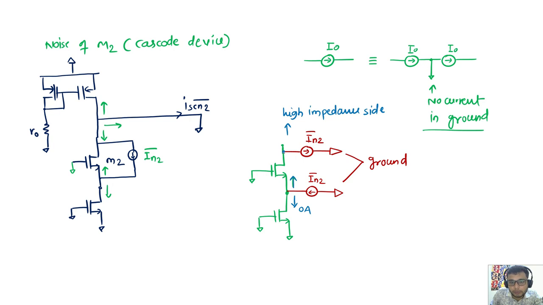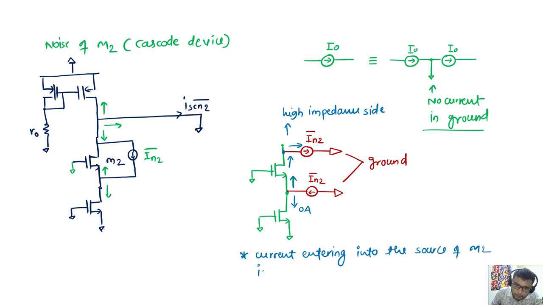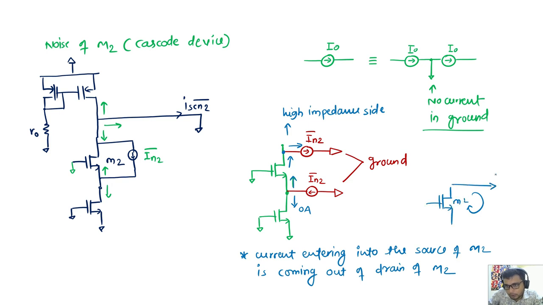Now the point is where this current is coming from. This is a high impedance side, ideally no current will go there, this is also a high impedance side, no current will go there, but whatever current enters from the downside has to flow like this and flow out this way. So overall the current which is entering at the source of M2 is coming out of the drain of M2, so it is cycling like this. So actually this noise current is just flowing in a circle across this M2 transistor. So it is contributing ISN2 out equal to 0.